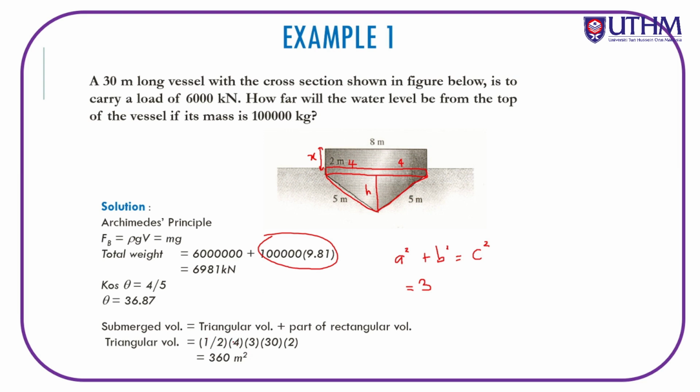Okay. So kita dah boleh kira submerged volume of triangular part. So kita pakai 1/2 kali dengan 4, which is the lebar, kali dengan 3, which is the height yang kita dapat tadi, dan kali dengan 30. 30 tu adalah panjang vessel ni yang ke belakang kita nampak daripada figure ni, dan kali dengan 2, which is untuk cukupkan 2 fully triangular part bawah ni. Yang kita kira tadi sebelah je kan. So kita akan dapat 360 meter square.